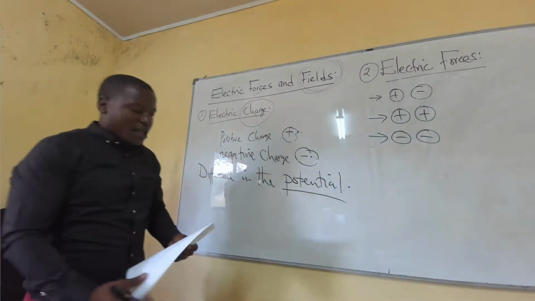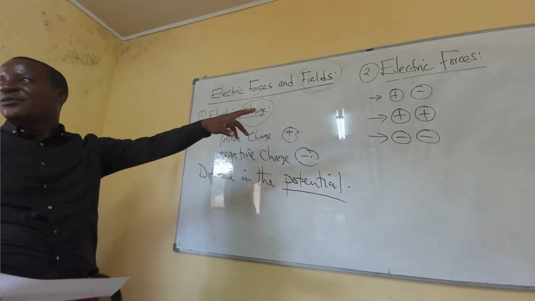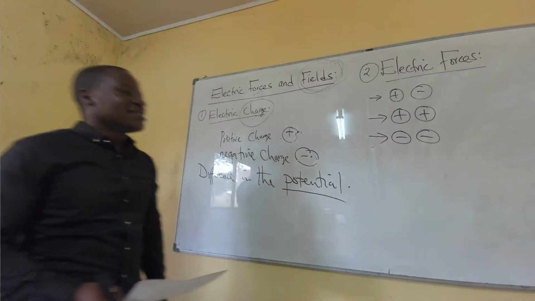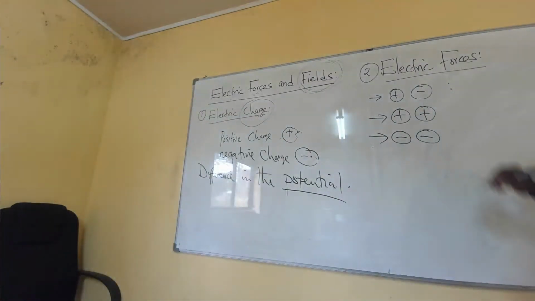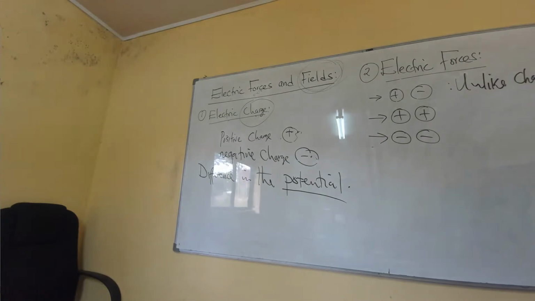Now, from the first one, if we bring a positive and a negative, what happens? That is where we need to state that these are actually unlike. So we say unlike charges do what? They attract. And these are like charges. Whilst like charges do what? Repel. It's that simple. So this is what we need to remember for the electric forces.